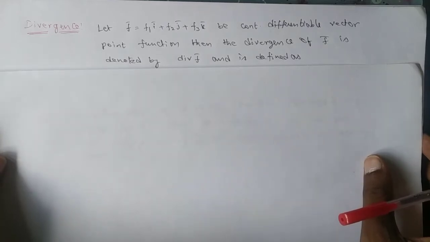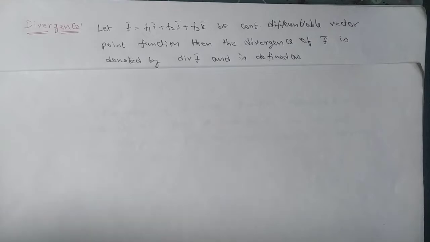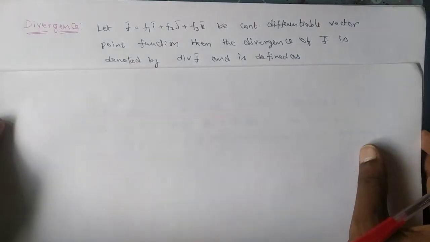In this lecture, we will see some other definitions in vector differentiation. So far, we have seen the gradient, that is, the del operator operated on a scalar function. Let us now come to that operator operated on vector point functions. The first one is divergence.